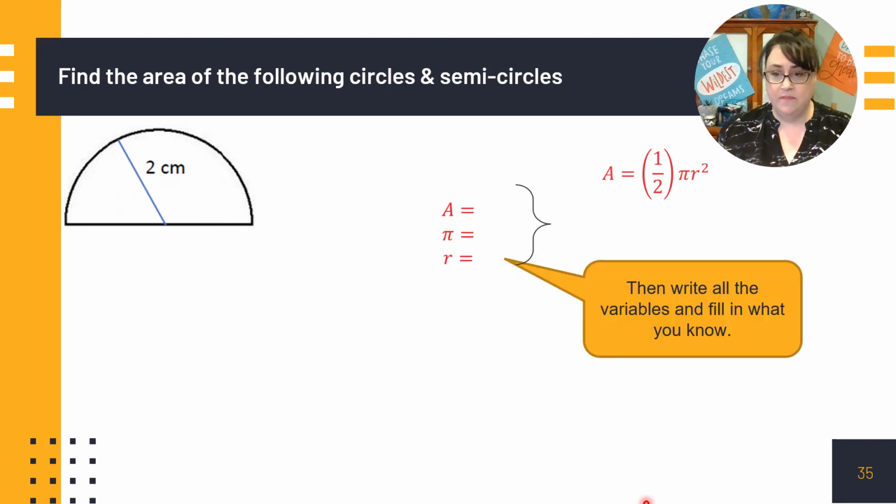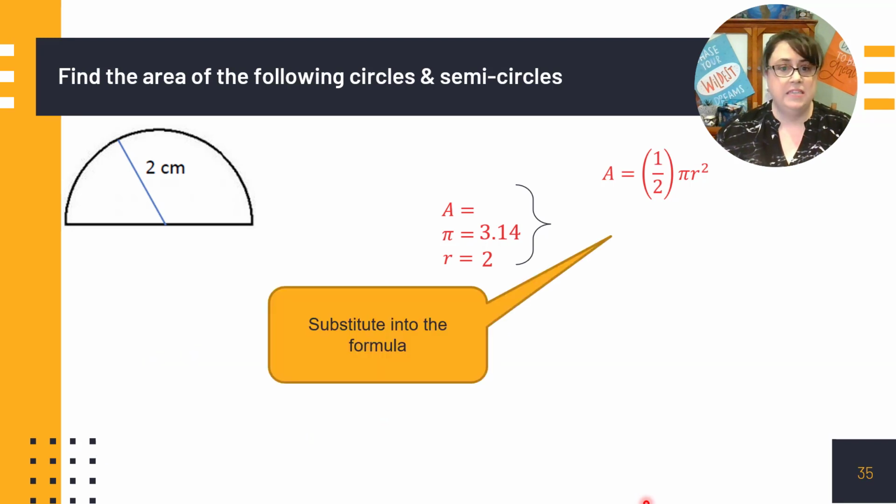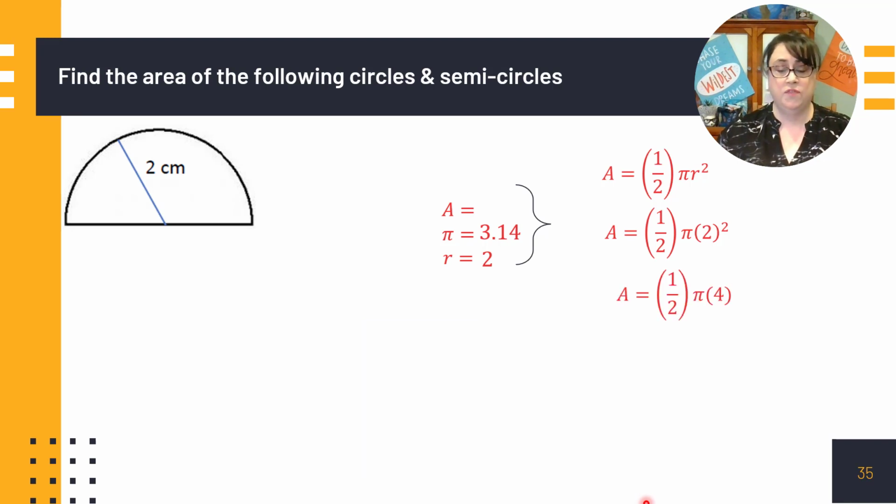I still write the variables out, what it is I'm looking for, and I go find what I know. The 3.14 for the pi, and my radius is 2 because it goes from the center to the outside edge. I still substitute into the formula just like I did before. My radius is 2. And then I go ahead and I evaluate and I continue to do the problems like I did before. But this time you have to make sure that you do your 2 squared first because exponents come first. So 2 squared is 4, and then you take half of 4, which is 2 pi.